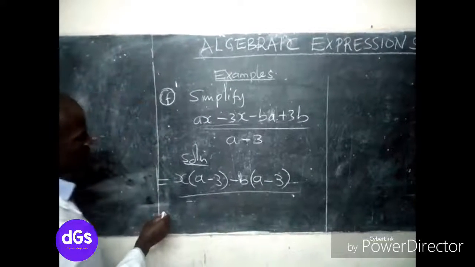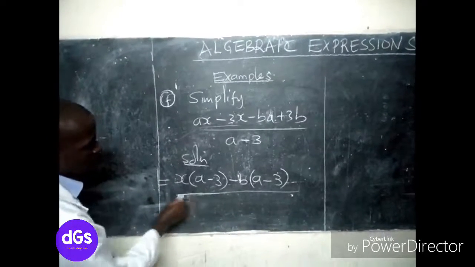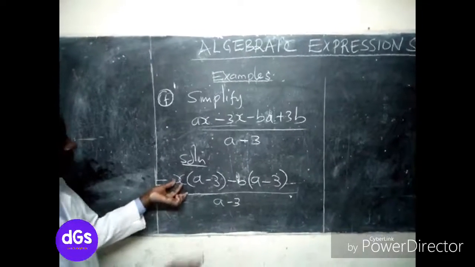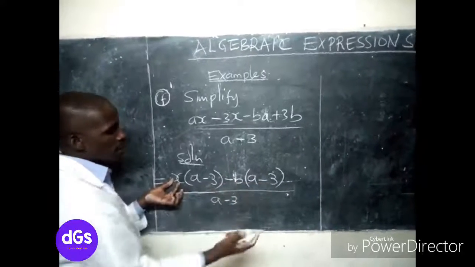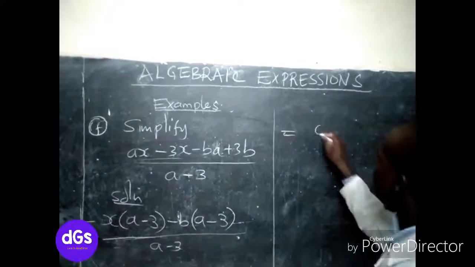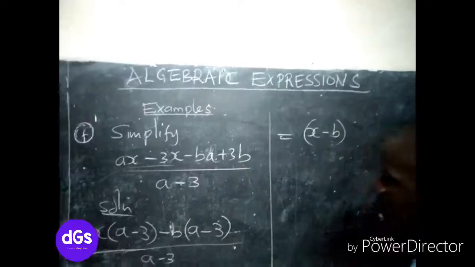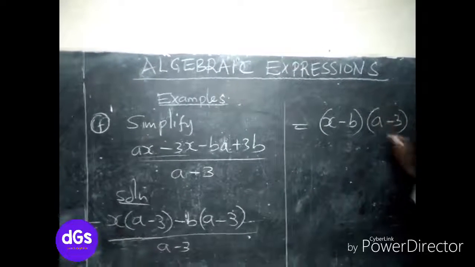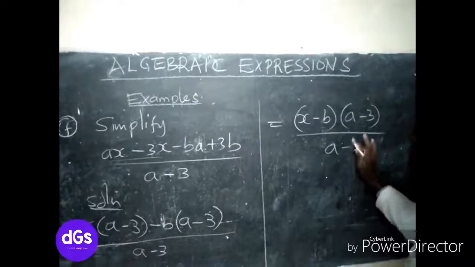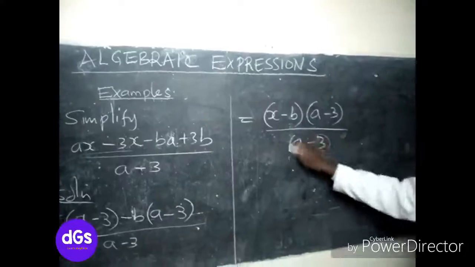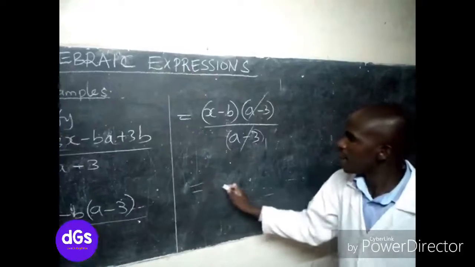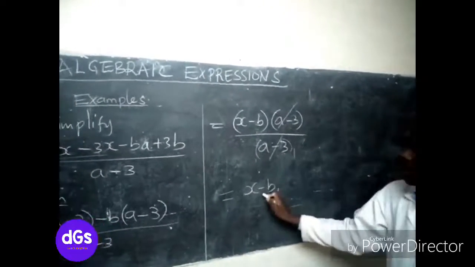Now this one we are dividing by a minus 3. Now from there we have to pick this and this, and since this one and this one are common, we pick one of them. So this one is x minus b times a minus 3 is one of this. Then you divide it by a minus 3. So see, this one is common, so you can have a minus 3 by a minus 3 is 1, and then you have the answer here is x minus b as our answer.